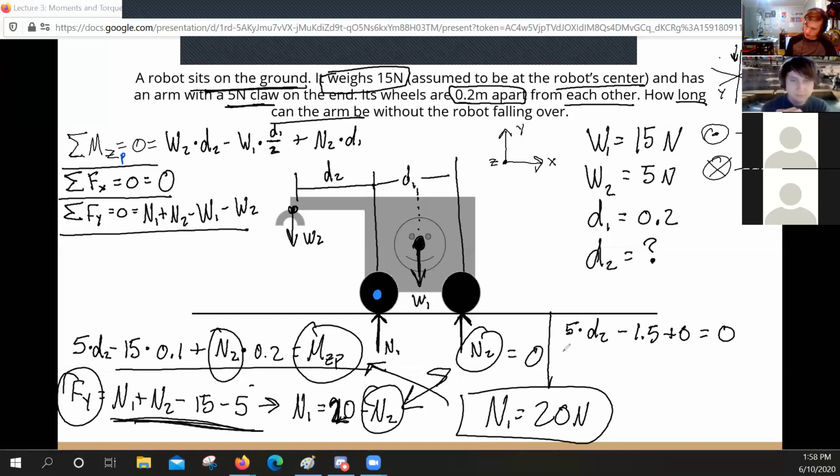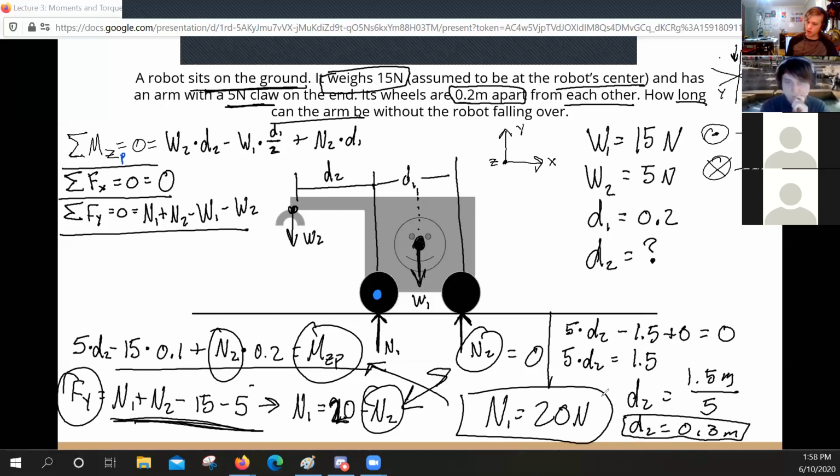We can now say that 5 times d2 equals 1.5, and then we can just say that d2 equals 1.5 meters divided by 5, which is 0.3. I was about to do that on a calculator. So we know that our arm, at its very maximum, can be 0.3 meters long, and we know that when that happens, we'll have 20 newtons on our front wheel, which is actually important sometimes, because if you have a wheel that's going to break under 20 newtons, you know that you cannot be doing this.